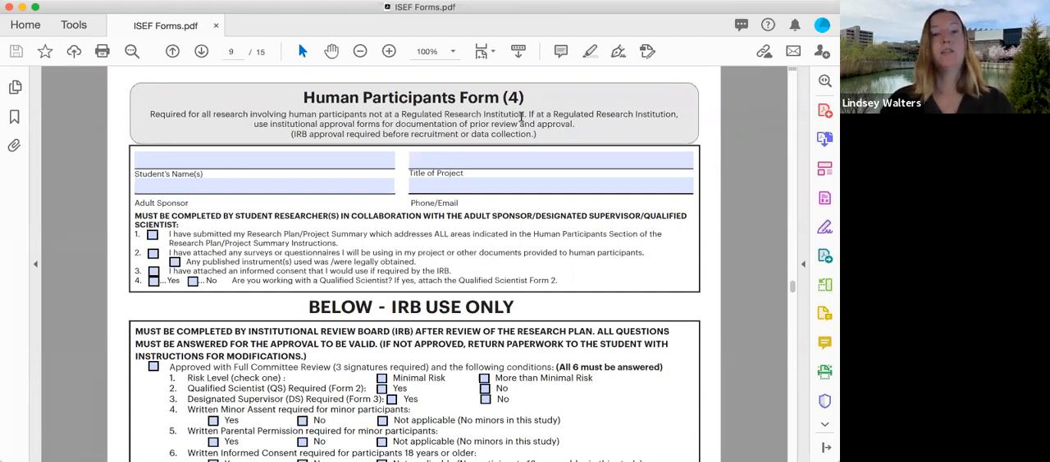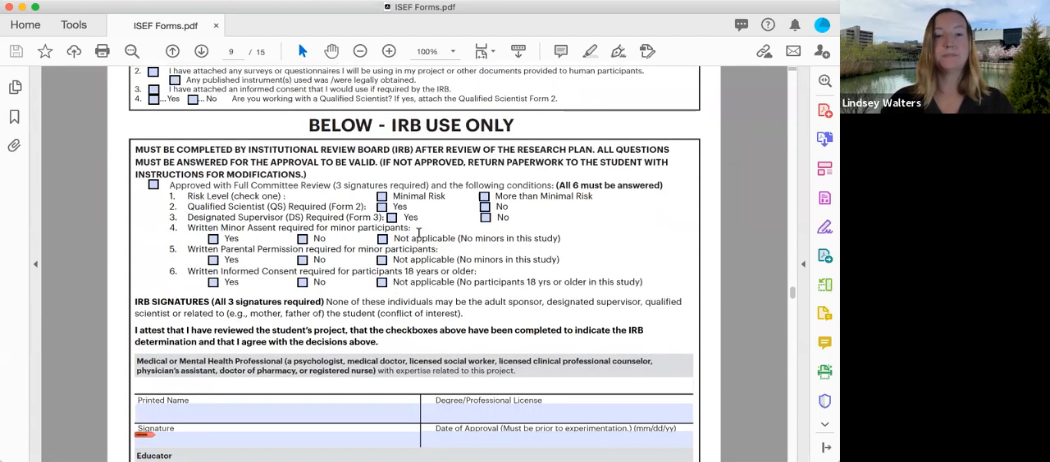And this requires you to get pre-approval for doing your research project from what's called an IRB committee, which stands for Institutional Review Board. For human projects, you can form this committee yourself with people that you know from your school, but you still have to do this all before you start your research. So the student will fill out this top part and gather all of these materials, their research plan, their surveys, their informed consent forms, and submit those to the IRB.